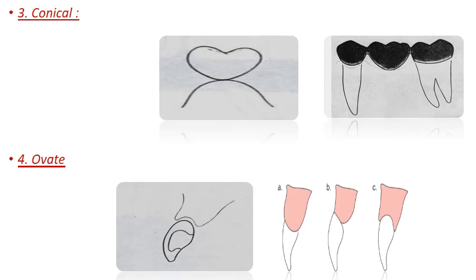Number 4, ovate pontic. The ovate pontic is used in areas of high aesthetic zone. The tissue-contacting segment is blunt, rounded, and set into a concavity in the ridge. Advantage: it has superior aesthetics, but it requires surgical preparation.